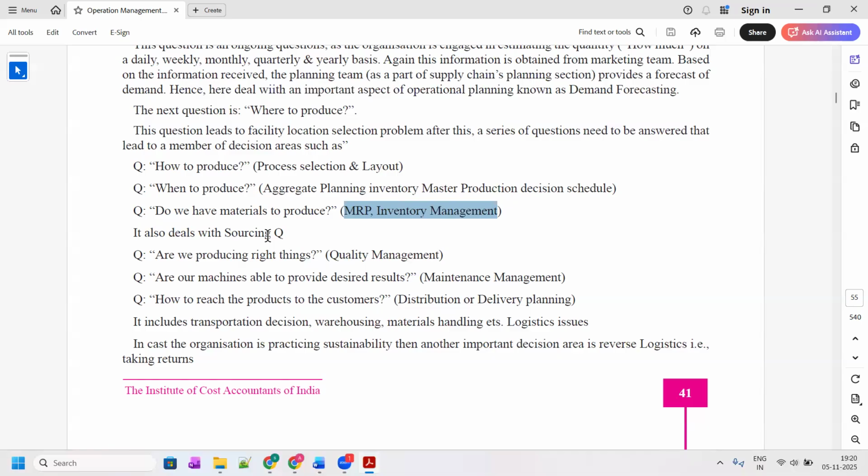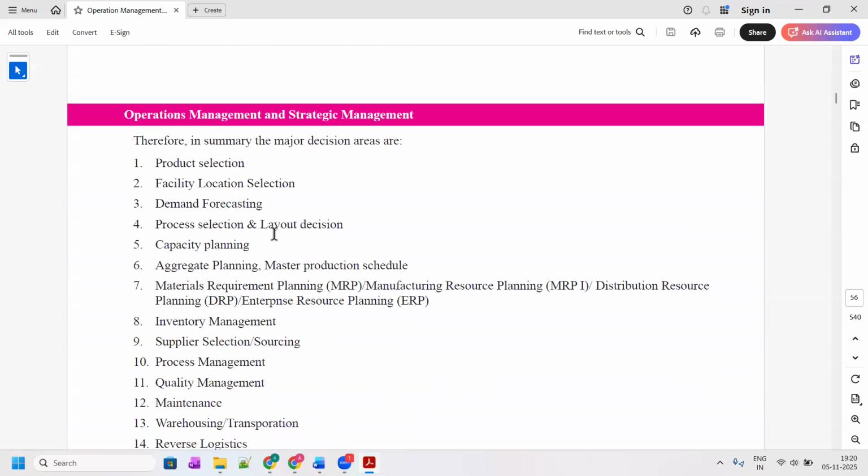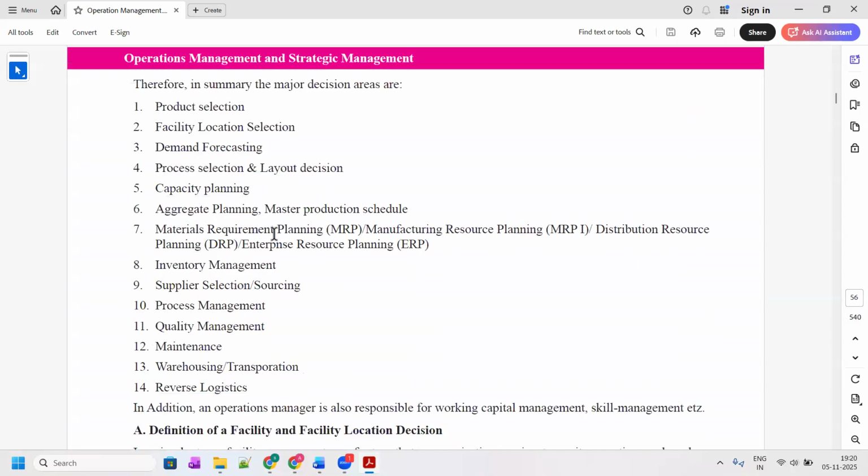So are we producing the right thing? Are our machines able to produce the desired result? How to get the product to the consumer? All that logistics, transportation, and warehousing we're going to discuss. Reverse logistics, I hope you remember, we have discussed reverse logistics also. Can anyone give me an idea what reverse logistics is?